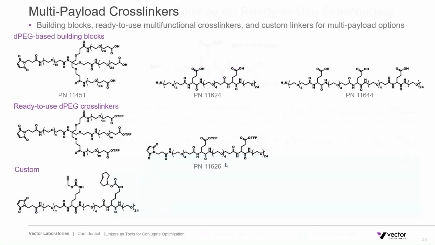Finally, this is just a teaser on some multi-payload options that we have. This is probably next-gen stuff, particularly given the rise of the site-specific conjugation strategies that might have inherent limitations on the available number of conjugation sites. The products on top are the building blocks that you can put your own reactive groups on. The products in the middle are the ready-to-use crosslinkers, and the product on the bottom is a potential custom crosslinker for a dual MOA ADC.